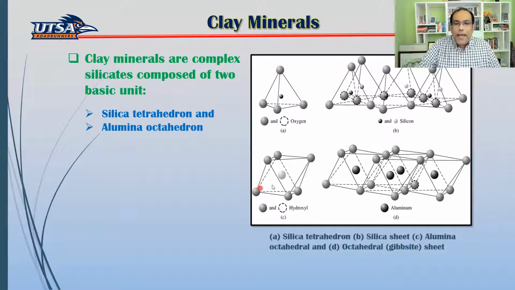And this one is alumina octahedron. So this is your aluminum, and basically these are hydroxyl ions, 1, 2, 3, 4, 5, 6. And you can see this one has 1, 2, 3, 4, 5, and then at the bottom 6, 7, 8, a total of 8 faces. So that's why it's called octahedron.